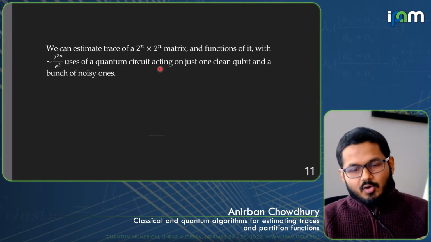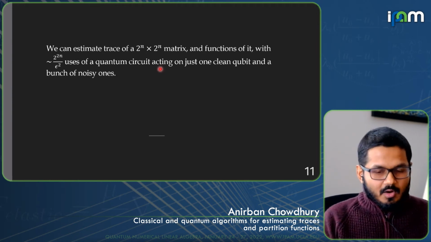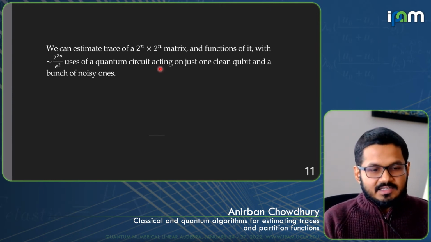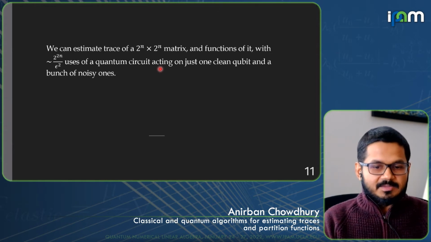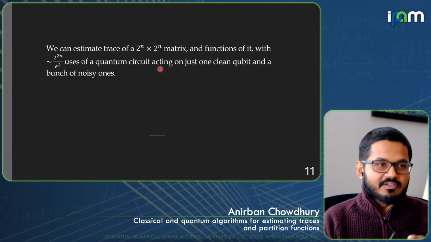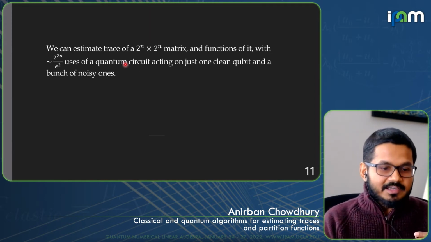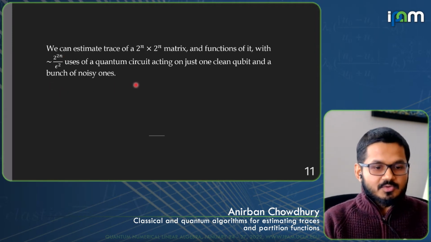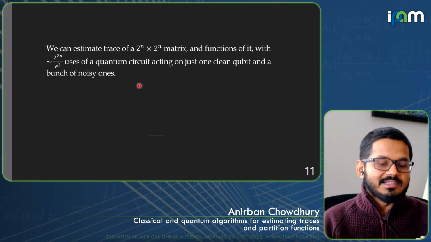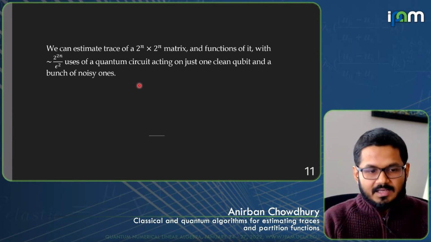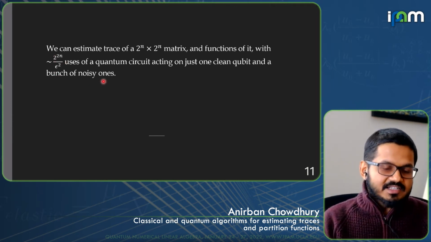So going back to the basics, what have we learned from all this? We have learned that we can estimate the trace of an exponential size matrix and various functions of it, given a certain access model of it, with roughly 2 raised to 2n over epsilon squared uses of a quantum circuit acting on just one clean qubit and a bunch of noisy ones. All right, so we have the scaling over here.